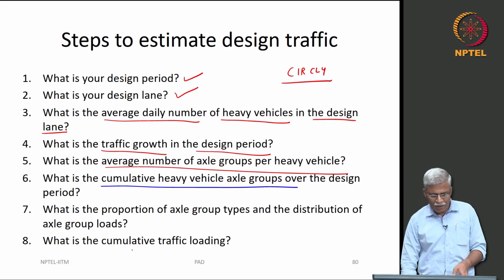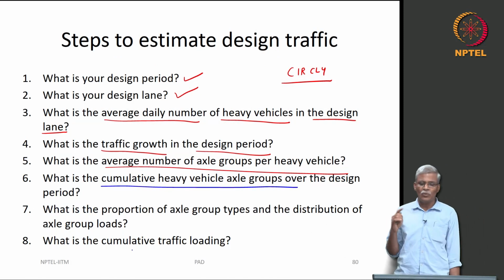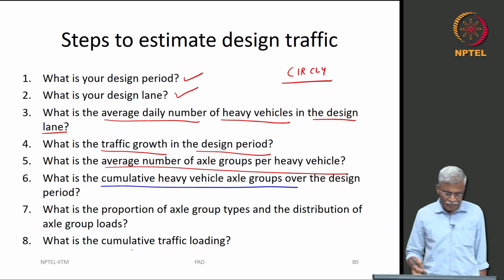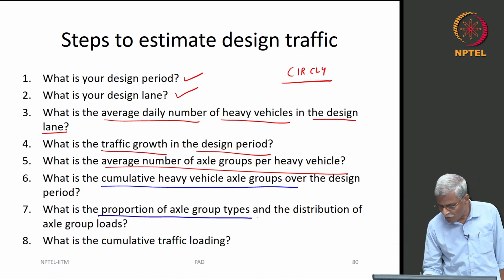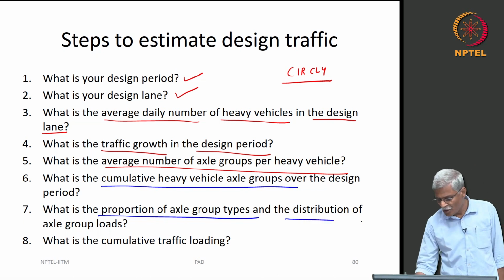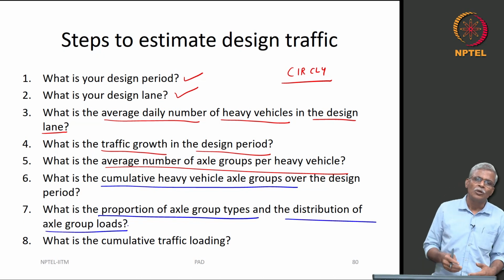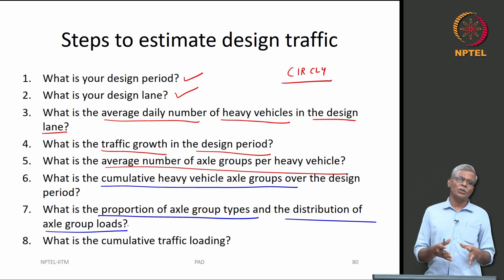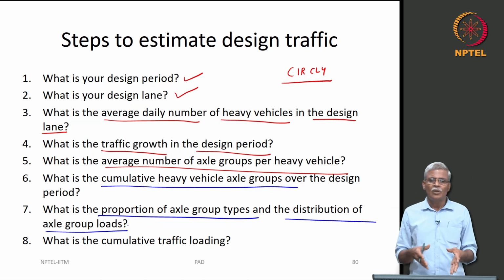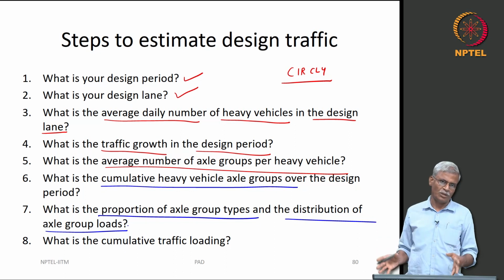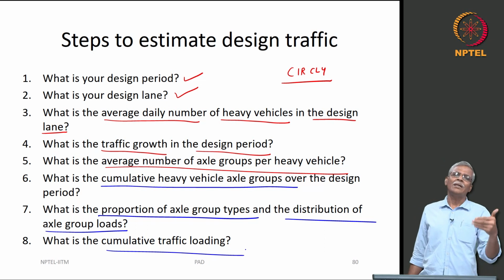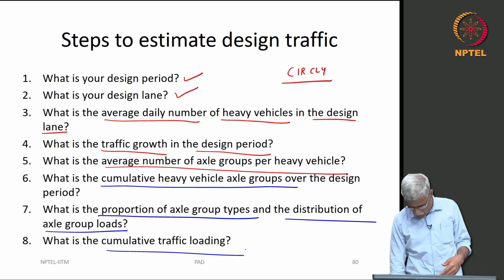So, what you really need to do is find the cumulative heavy vehicle axle groups over the design period, and the proportion of the axle group types and the distribution of the axle group loads. So, when you collect your axle load data, what is the actual proportion in the total axle groups, okay, what is the proportion of single axle, tandem axle, dual axle and all those things, and what is the cumulative traffic loading. So, we will try to address each of this as we go along.